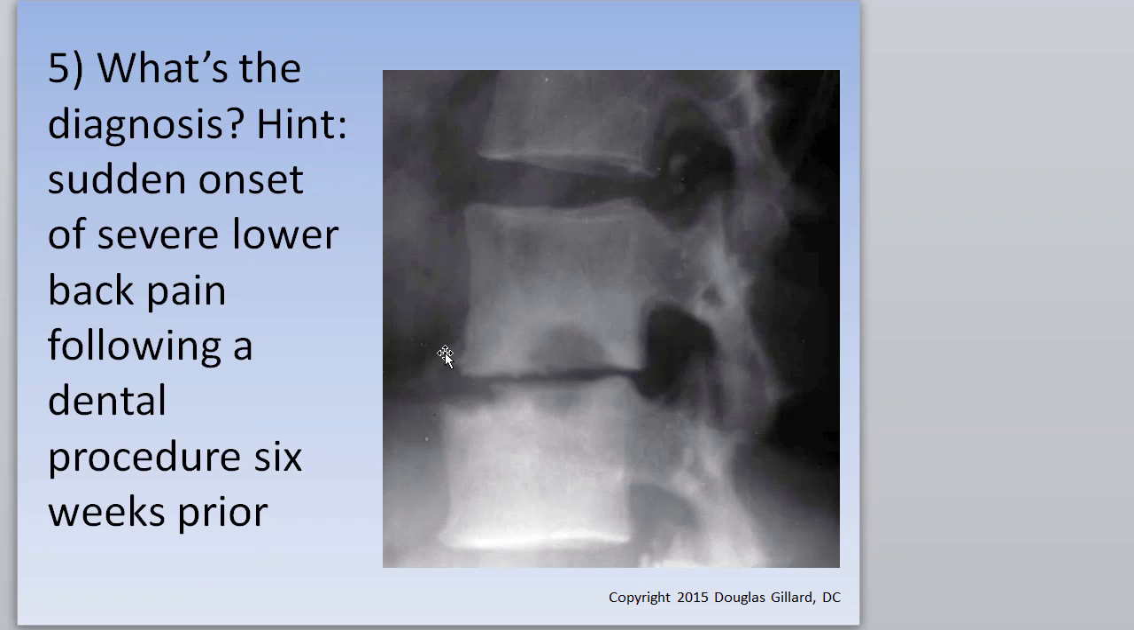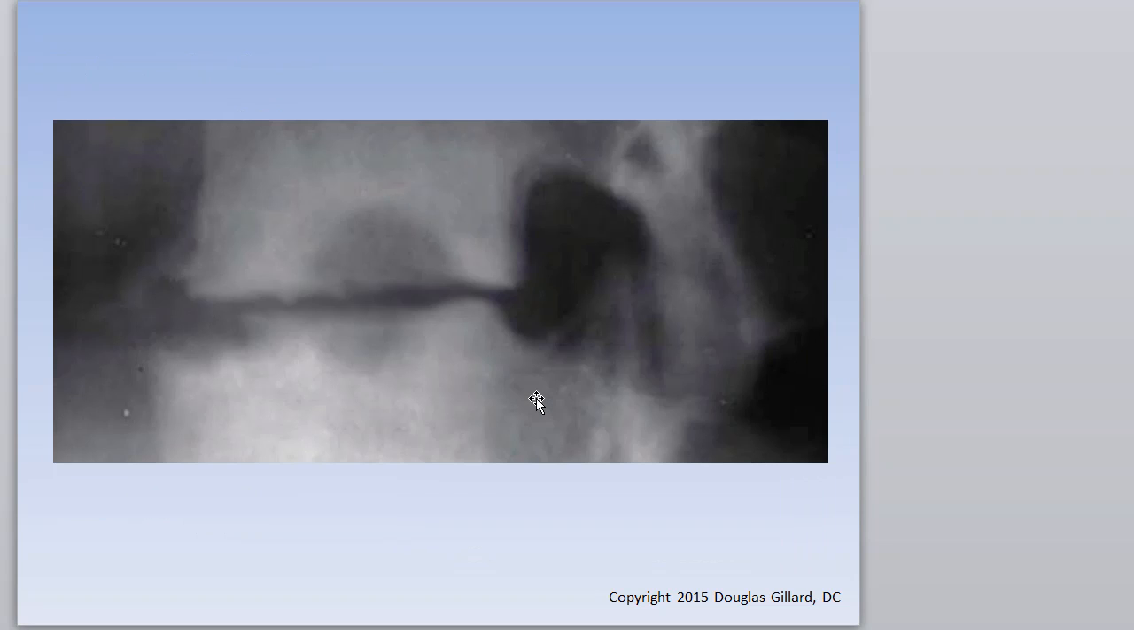Definitely need to know about this. Talked a lot about this. What is this? Okay, the end plate, look at the disc size. The disc is decreased. The margins of the end plate are blurry. It's a big pocket of pus. This is osteomyelitis of the spine. Pyogenic spondylitis is another word for it.